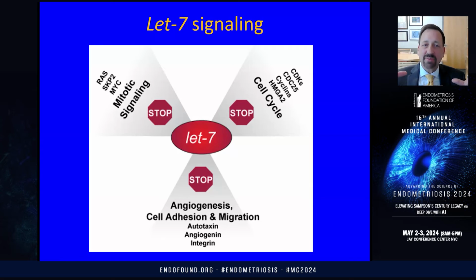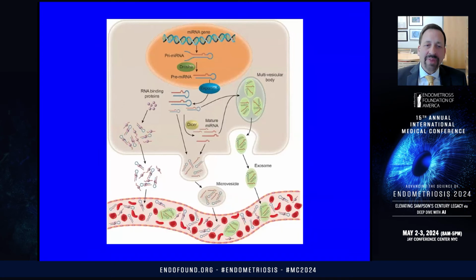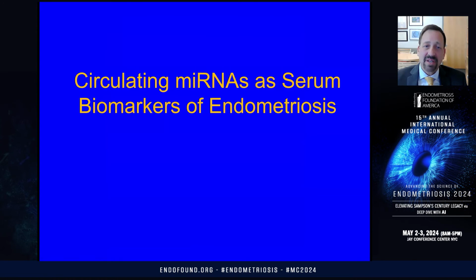Generally, LET7 would block these processes, and remember I said LET7 is lower in endometriosis, so all of these processes go unchecked. Well, these microRNAs not only have that local effect in the endometriosis, but we know that they are either secreted alone or in exosomes where they can travel in the circulation to distant organs. We looked at these as potentially even serving as biomarkers for endometriosis.